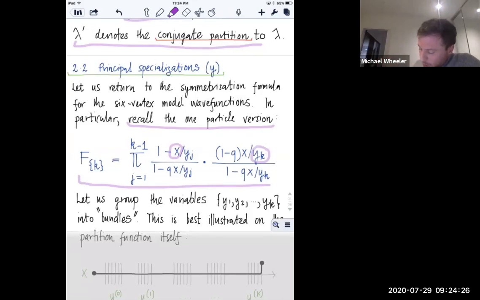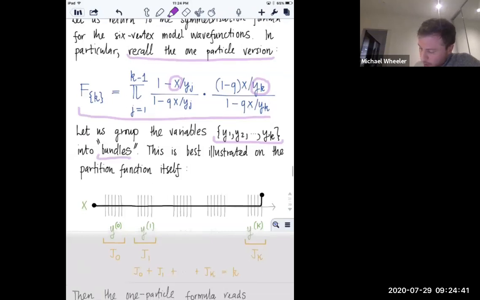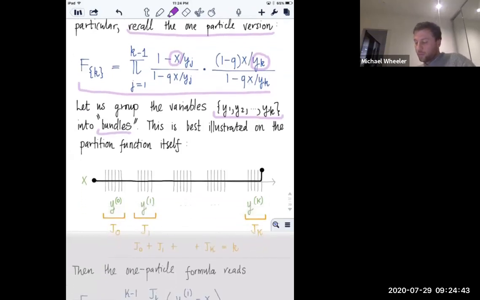And what we're going to do now is take the y variables, y1 up to yk, and group them into what I'm going to call bundles. Okay, so what do I mean by bundles? Well, let's just have a look at the picture that one gets. I'm literally going to take my lines now and split up those little k lines that I have, as shown here.